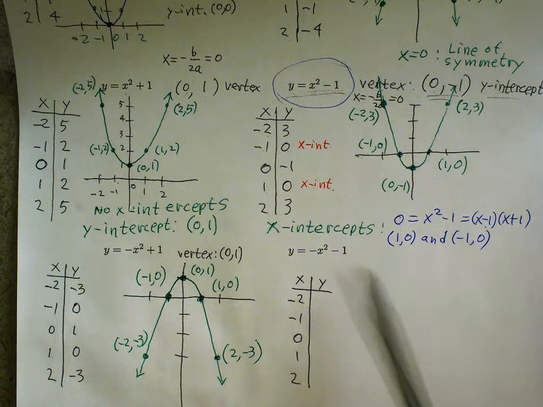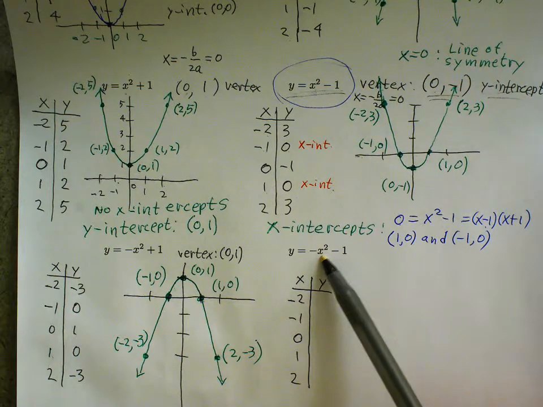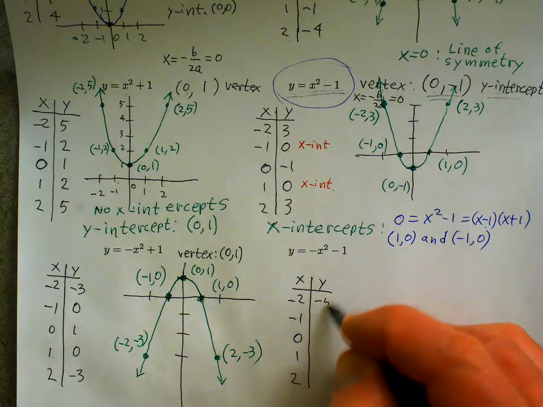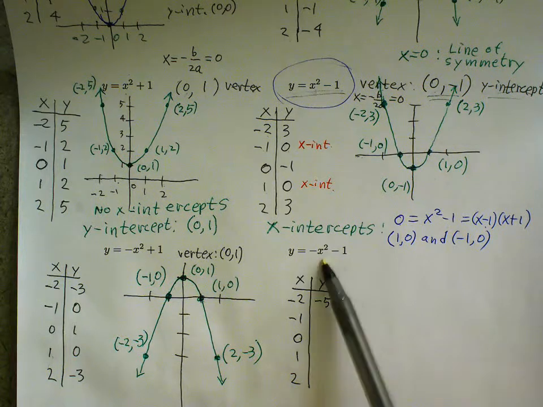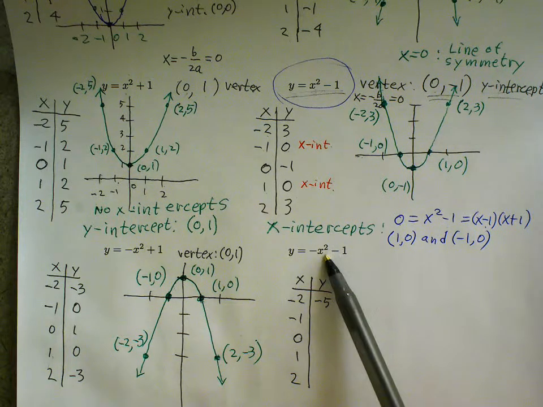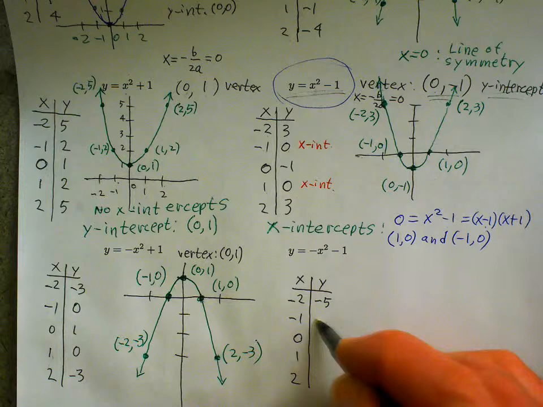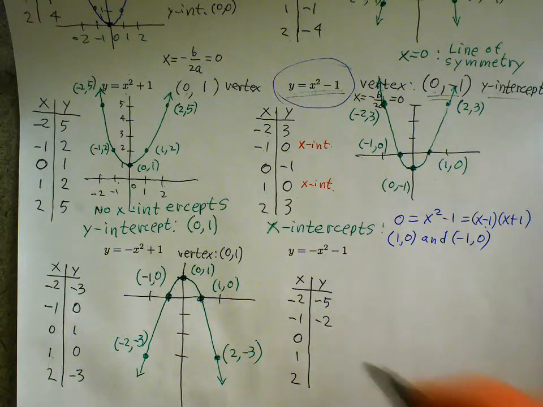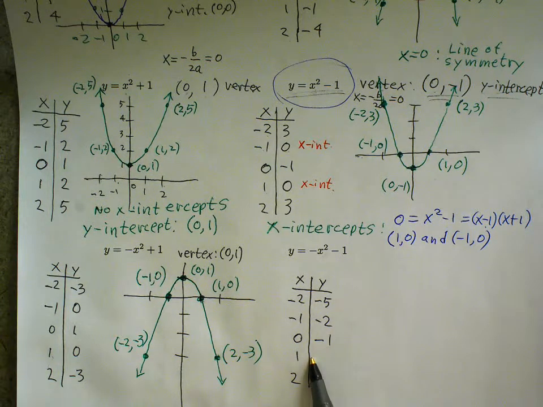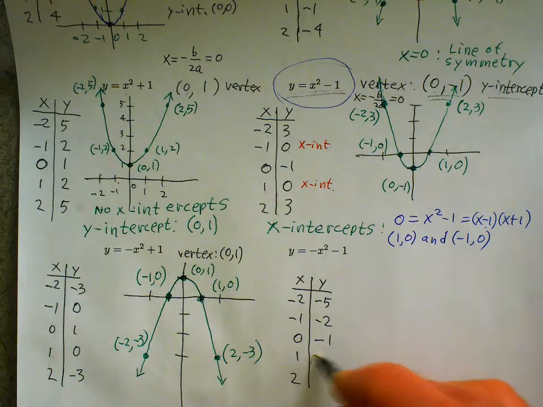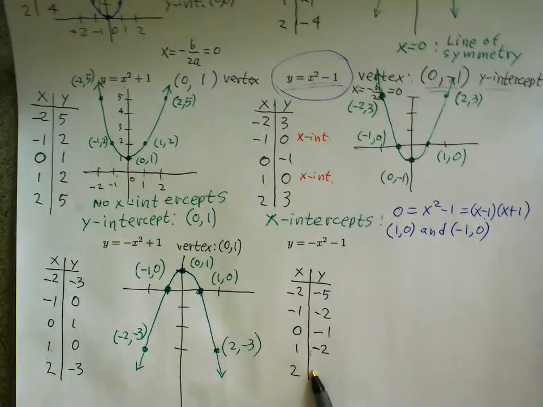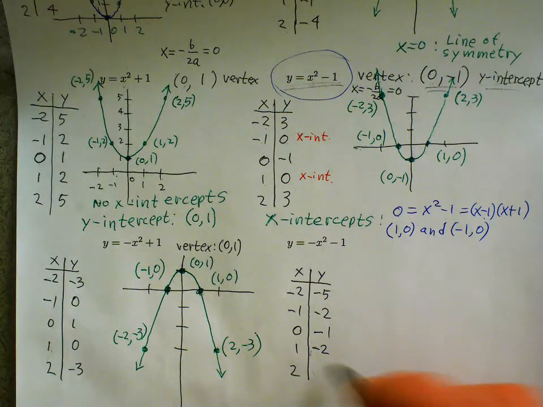Okay, so when x is negative 2, the number negative 2 squared is 4. Negative 4 minus 1 is negative 5. When x is negative 1, negative 1 squared is 1. Negative 1 minus 1 is negative 2. When x is 0, negative 0 squared minus 1 is negative 1. When x is 1, negative 1 squared minus 1 is negative 2. And when x is 2, negative 2 squared is negative 4 minus 1 is negative 5.